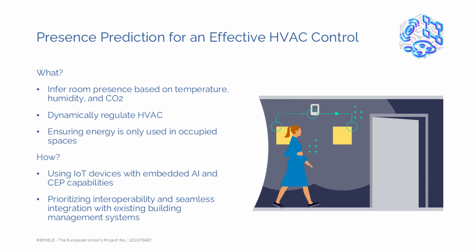To achieve this, it deploys the Nephele solution, featuring advanced energy management and dynamically controlled HVAC systems that activate only in occupied spaces. Presence prediction, integrated into IoT devices like Siemens Target 5, uses tiny machine learning and a micro-complex event processing engine to locally process sensor data, for example, temperature, humidity, CO2, for occupancy detection, enhancing efficiency while preserving privacy. Target 5 devices follow the W3C Web of Things standard for seamless integration with existing building systems.